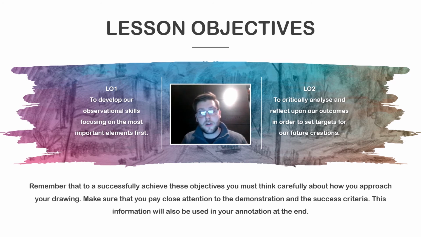The second learning objective, which will come towards the end, is to critically analyze and reflect upon our outcomes so that we can set targets for our future creations. And remember that to successfully achieve these objectives, you must think carefully about how you approach your drawing. Make sure that you pay close attention to the demonstration and the success criteria, as you'll be using this information at the end.